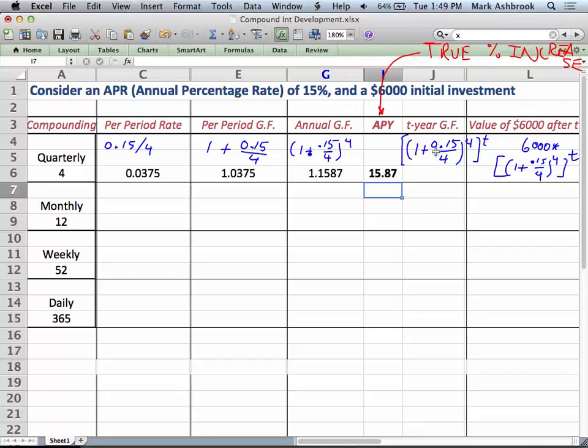So notice how it was all about growth factors. Building up from the period rate, it was all about growth factors to get something that would give us a final value of the account, right? Final value of the account given an initial amount. It's all about building up these growth factors.